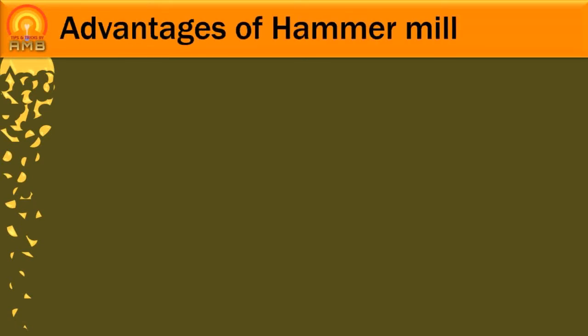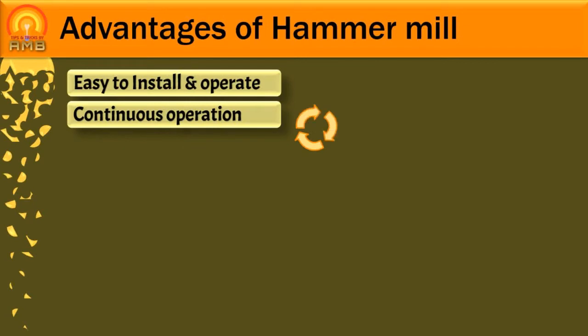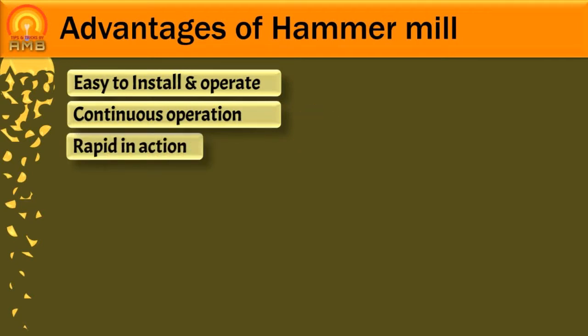Next, we are discussing the advantages of hammer mill. It is easy to install and operate. Next is operation is continuous. Continuously material can be size reduced, introduced from the hopper, and we can get reduced powder at the outlet. Another advantage is it is rapid in action.